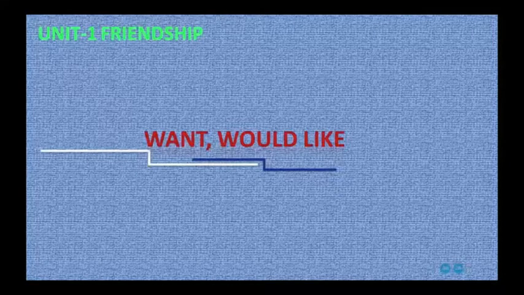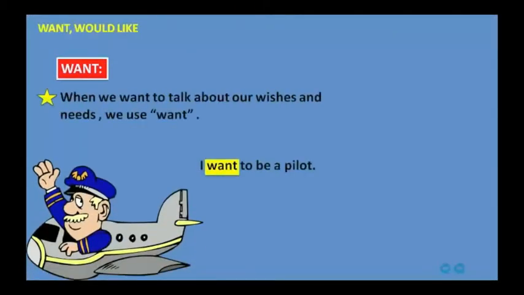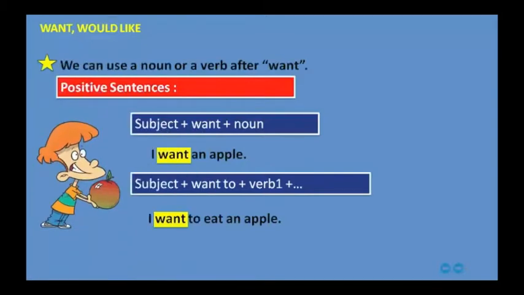Our first grammar subject is want and would like. When we want to talk about our wishes and needs, we use want. For example, I want to be a pilot. We can use a noun or a verb after want.